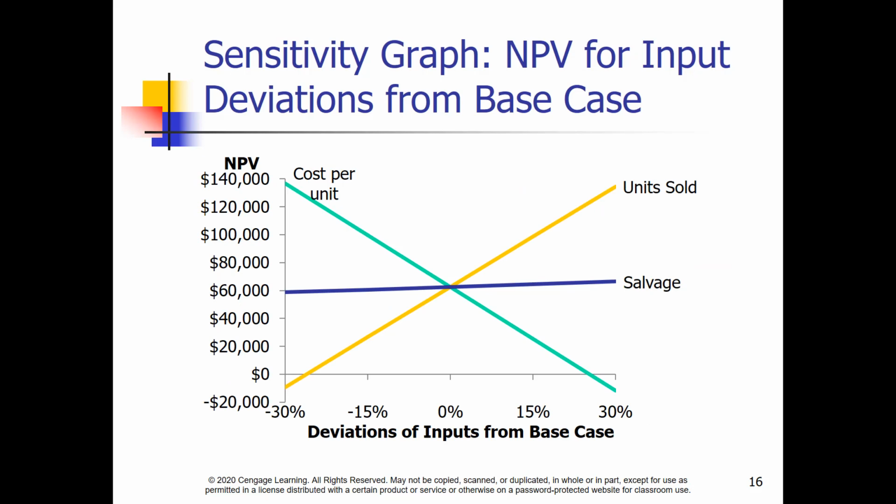Using the data from the previous table, we can graph our results. Notice how steep the line is for units sold, and that it's upward sloping. This implies that as units sold increases, NPV increases. Makes sense. The upward slope means the relationship between units sold and NPV is direct. They move up and down together. The cost per unit line is downward sloping, meaning the relationship is indirect or inverse. Cost per unit goes up, NPV goes down. Finally, the salvage value line is almost flat, meaning changes in salvage value will have very little impact on NPV.